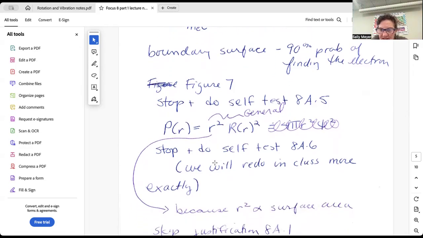So stop and do self-test 8A.6, which asks you to do it in an approximate way. We'll redo this one in class exactly because using Mathematica, there's really not many reasons to do approximations. In this particular one, it's asking you to make the approximation that the R part of the wave function stays constant over the volume that you're looking at. And that's hard for you to predict at this point. So I would say do 8A.6 so you know what I'm talking about. Then in class, we'll redo it exactly.